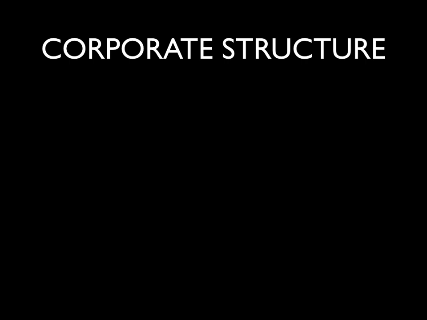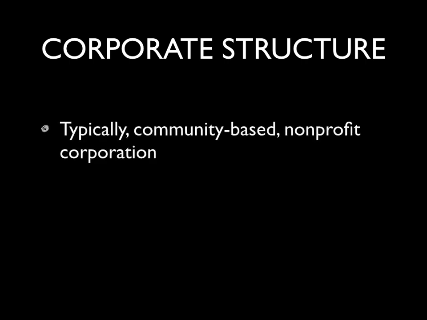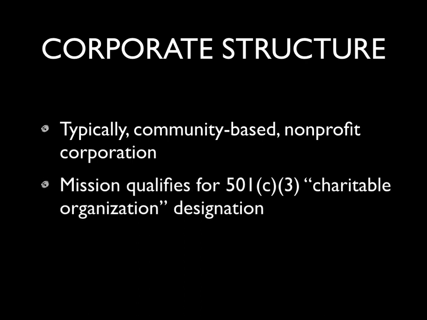Most of the community land trusts that are operating across the country are community-based nonprofit organizations with a mission that qualifies them for designation as a charitable organization under Section 501(c)(3) of the Internal Revenue Code. Not all community land trusts are separate organizations. Some are structured as separate corporations that are wholly owned by a parent organization as a subsidiary entity. In others, community land trusts are operated as a program under the corporate structure and governance of an existing organization.